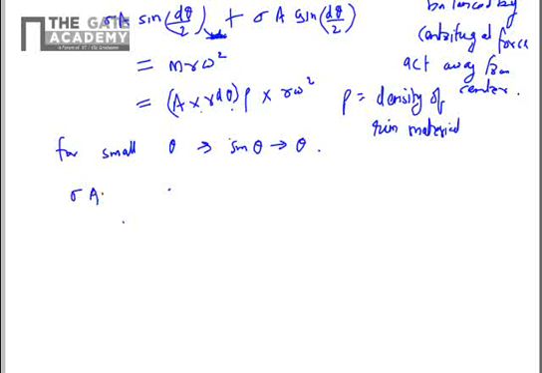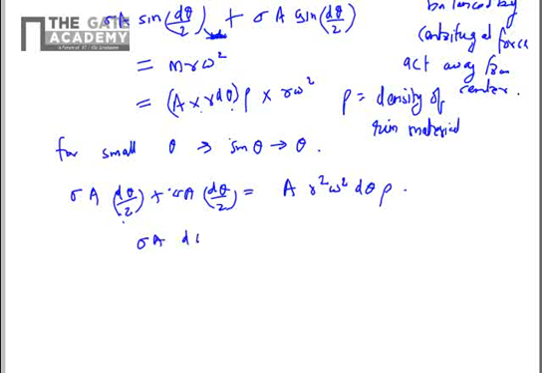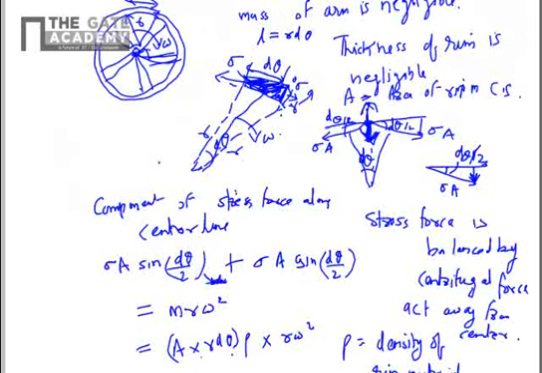So we will substitute the value here, sigma a d theta by 2 plus sigma a d theta by 2 equal to a r square omega square d theta rho. So the summation will give sigma a d theta equal to a r, and you know that r omega is equal to v, the linear velocity of the rim element.